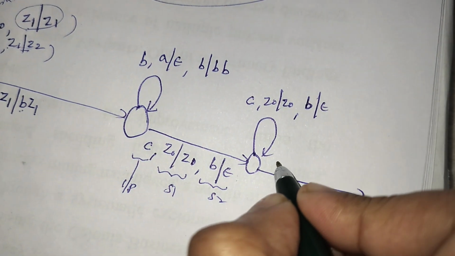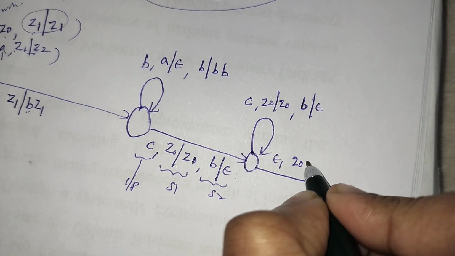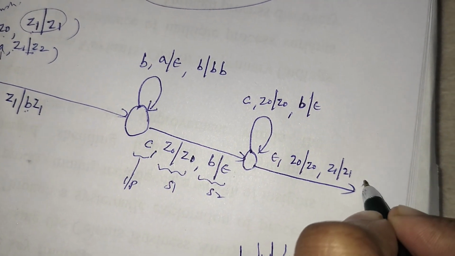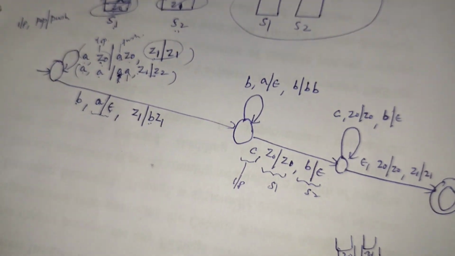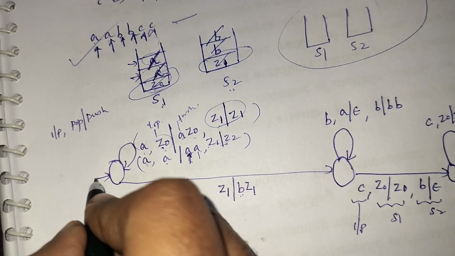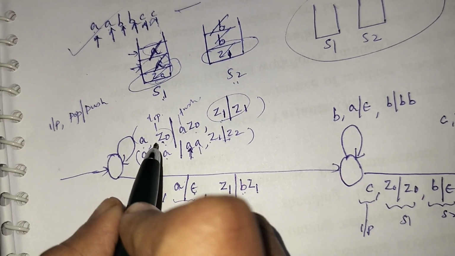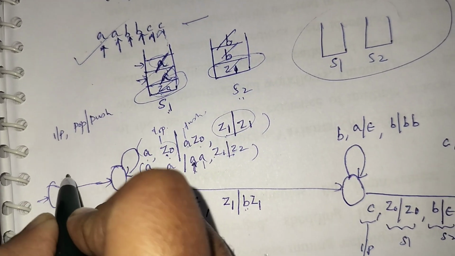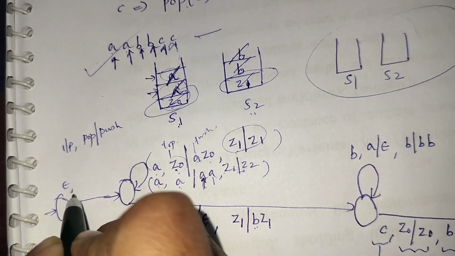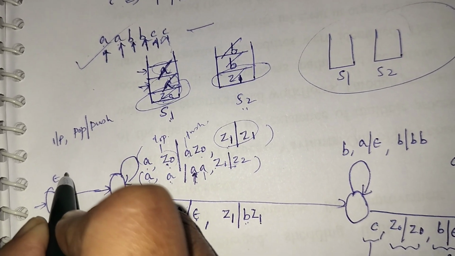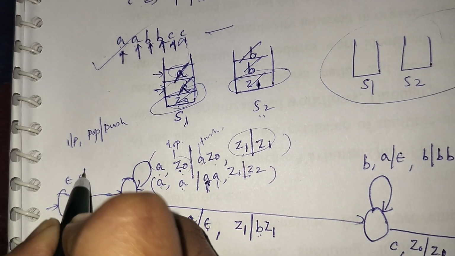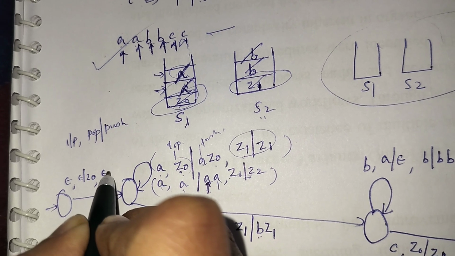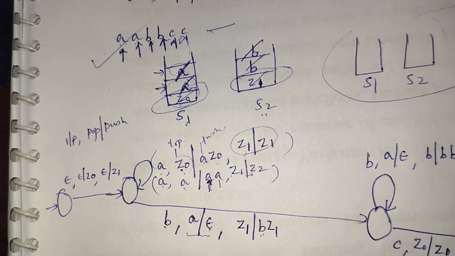Without seeing any input symbol, I need to pop Z0 from stack 1 and pop Z1 from stack 2, and thereby we reach the final state. So this is the transition diagram. Initially we also need to push Z0 to the first stack and Z1 to the second stack. Without seeing any input symbol, I pop nothing and push Z0 to the first stack, and I pop nothing and push Z1 to the second stack.